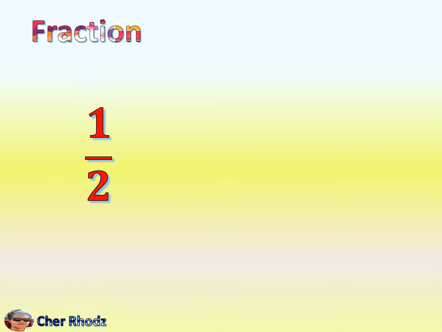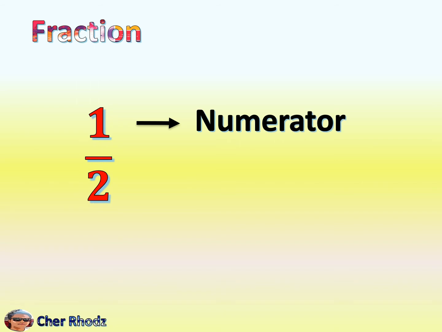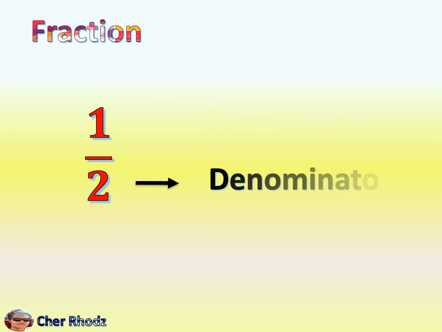A fraction has two portions. The upper portion, which is what we call the numerator, tells the portion of a whole or a set. And the lower portion, which is what we call denominator, tells the number of equal parts of a whole or a set.